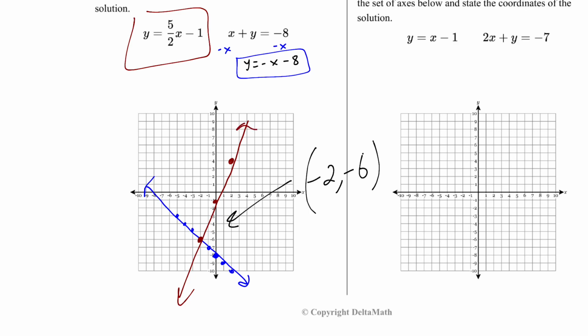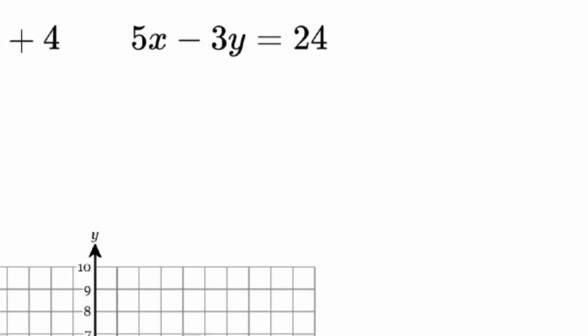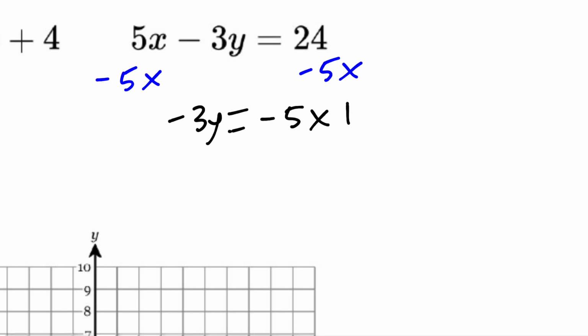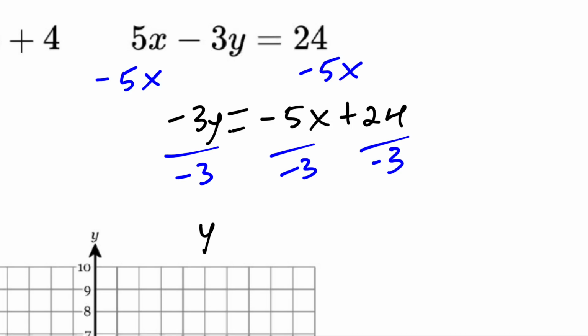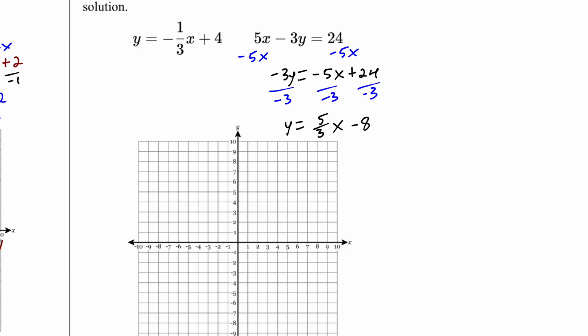That's the solution. I want to convert this to slope-intercept. So I'm going to move over the x. I'm left with negative 3y is equal to negative 5x plus 24. I'm going to divide by whatever's in front of y three times. The negatives cancel out, and this is what I'm left with.